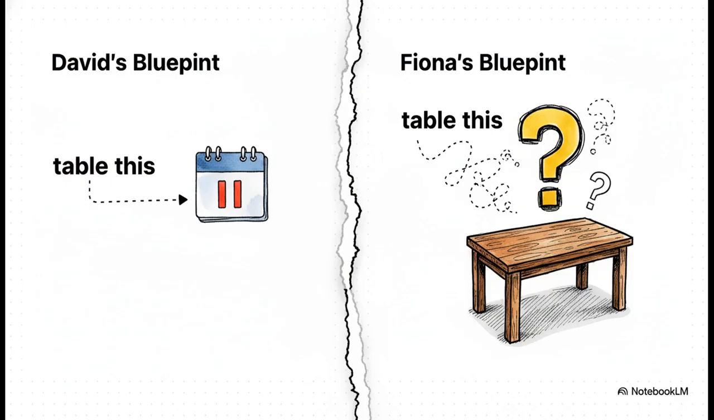And boom, this is the heart of the problem right here. David's internal user manual, his American English blueprint, says table this means to postpone, but Fiona, she might be working from a completely different manual, where that instruction sounds literal, like, wait, put it on a table? It's the same language, but they have totally different instruction sets.